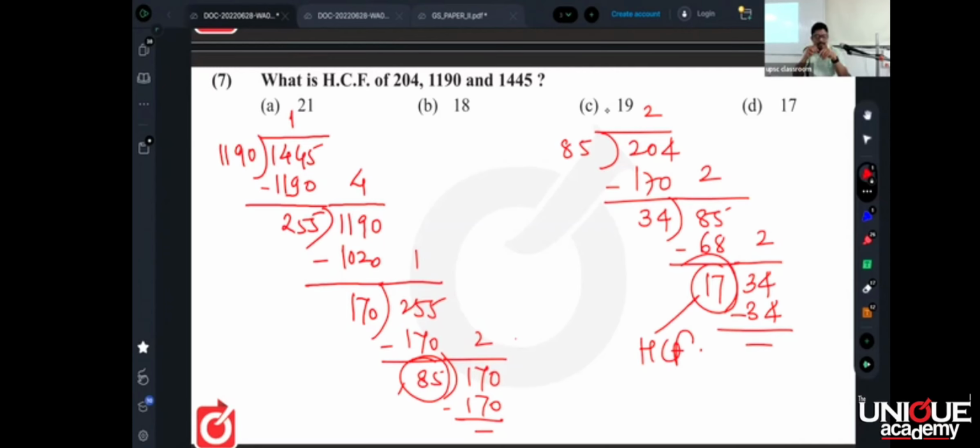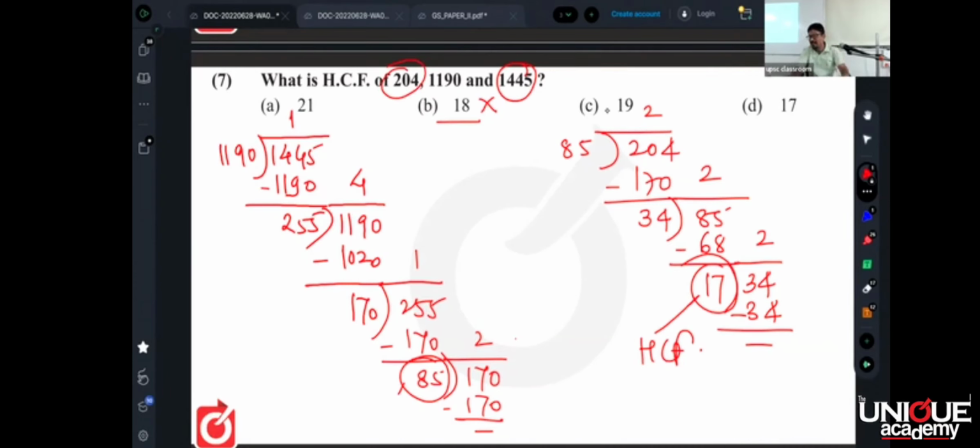Second thing, you can directly go through the options also. How is it? Of these 4 numbers, by eliminating the remaining 3 options, we get the answer. Here, as we have discussed before, 1445 being odd, it is never divisible by an even number. Because of that, 18 cannot be the FCF as it is an even number. Now, of these 3 numbers, 204 is the smallest. You can target that one by dividing it by each of these options.